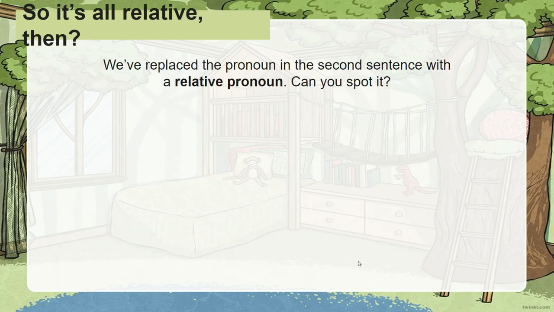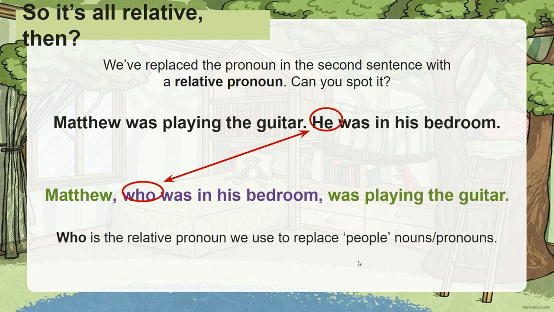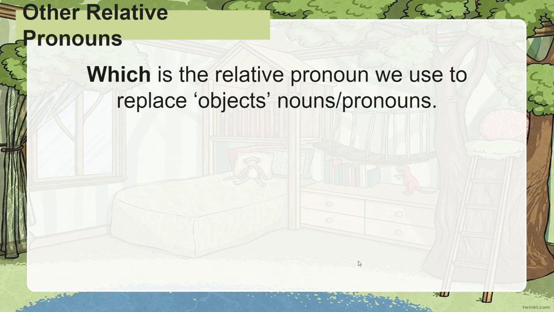So now, it's all relative then. We've replaced the pronoun in the second sentence with a relative pronoun. Can you spot it? So we've got our simple sentence. Matthew was playing the guitar. He was in his bedroom. So we've now got our main clause, Matthew was playing the guitar. We've added in that subordinate clause, who was in his bedroom. We've changed he to who. Who is a relative pronoun we use to replace people, so nouns and pronouns.